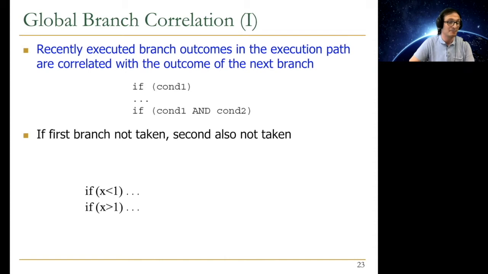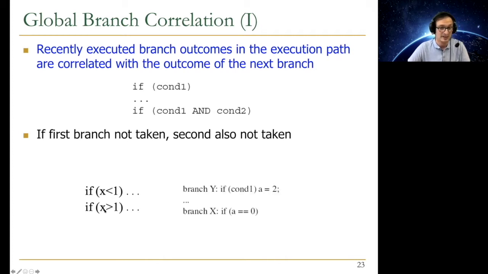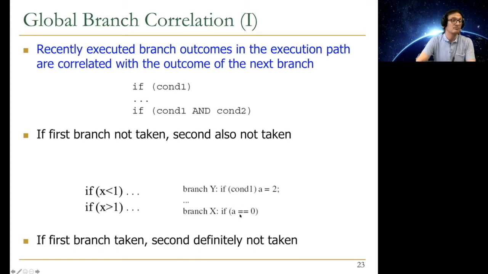Let's take a look at another example. Maybe you have done something like this. If x is less than 1, you do something. If x is greater than 1, you do something. If the first one is taken, meaning if x is less than 1, then you know that the second one is definitely not taken, right? That's true for this more sophisticated example. If the first one is taken, you set a equal to 2, and the second one tests if a is equal to 0. So if the first one is taken, the second one is definitely not taken again, right? So clearly there's some correlation. If you know the outcome of the first branch, then you can predict with some confidence the outcome of the second. Not in all instances, but some instances you can definitely predict.